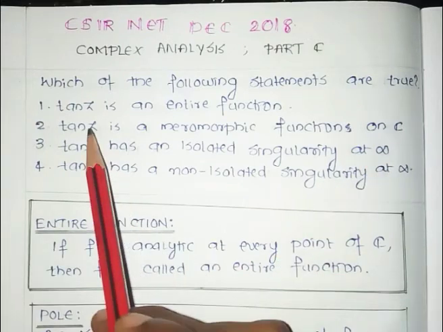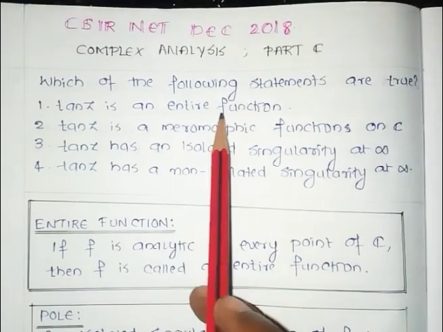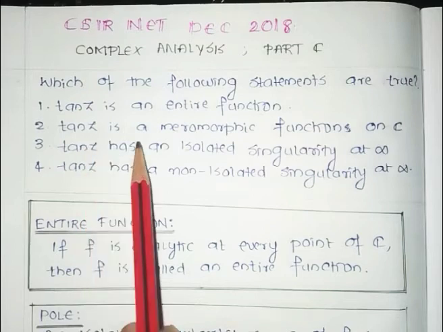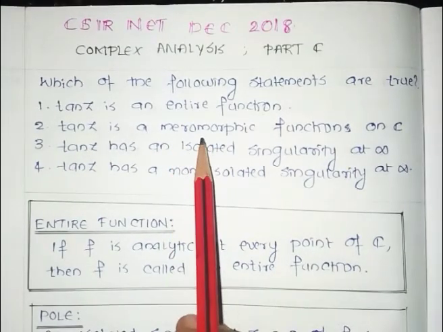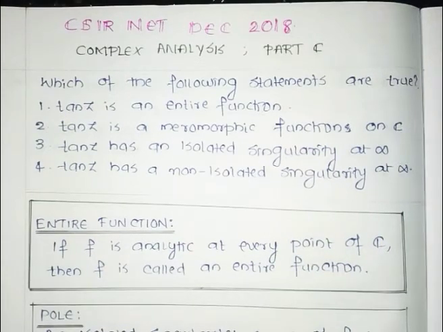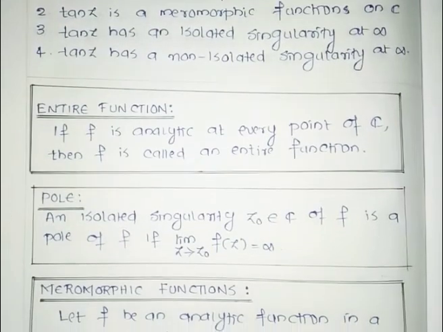In the first option it is given that tan z is an entire function, so we want to know what an entire function is. And in option number 2, tan z is a meromorphic function, so we want to know what a meromorphic function is. For solving this question we need some basic definitions, so first I define them.